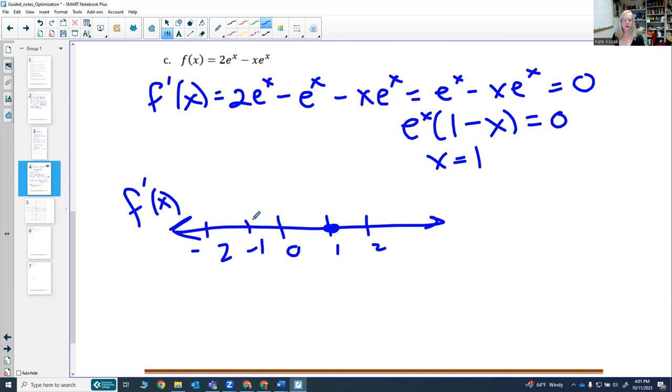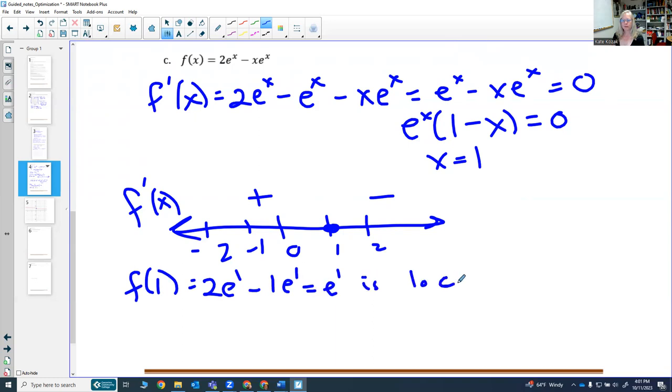If you're below 1, the derivative would be positive. If you're above 1, the derivative would be negative. Since the derivative is positive below 1 and negative after 1, f of 1, which is equal to 2 times e to the 1 minus 1 times e to the 1, is equal to e to the 1, is a local max.